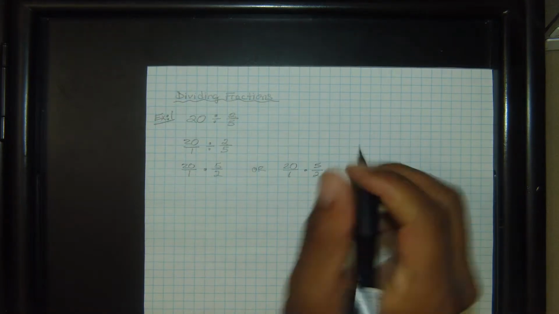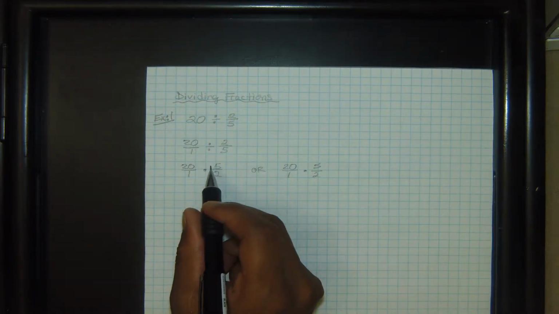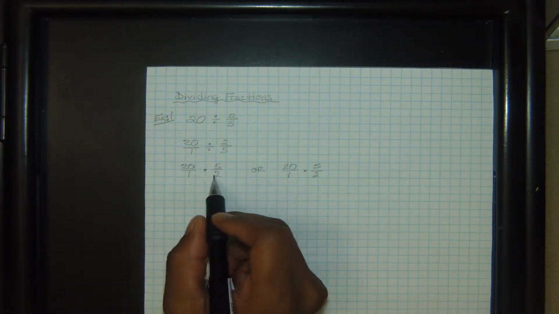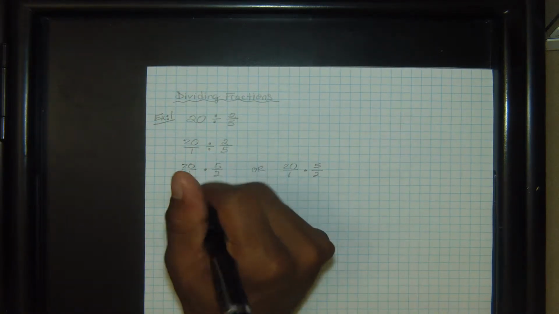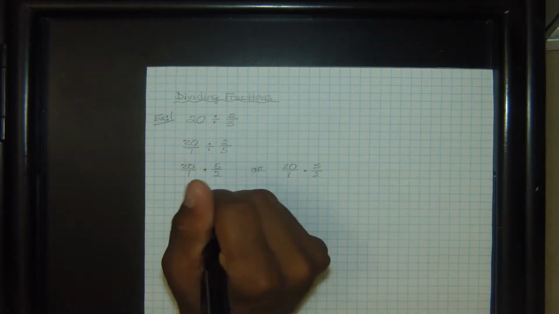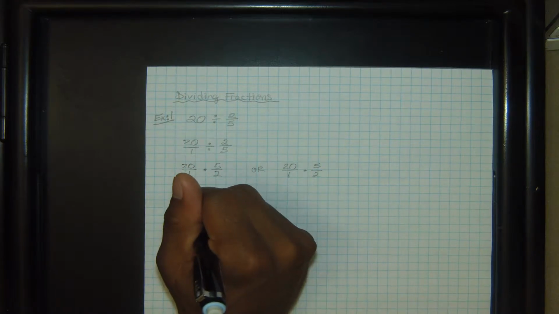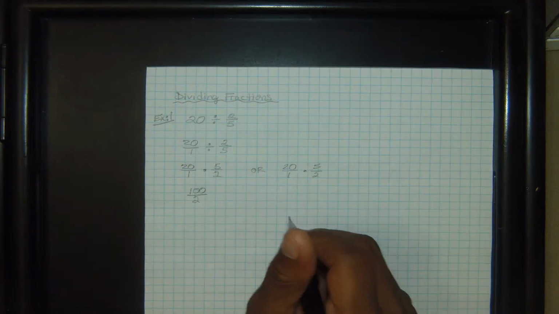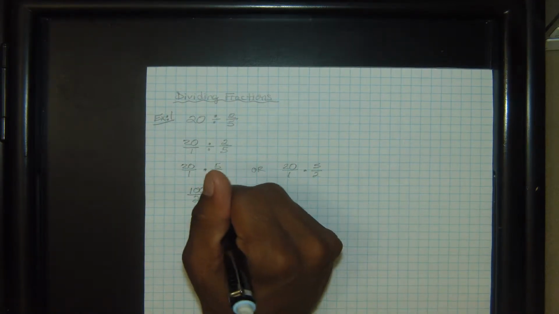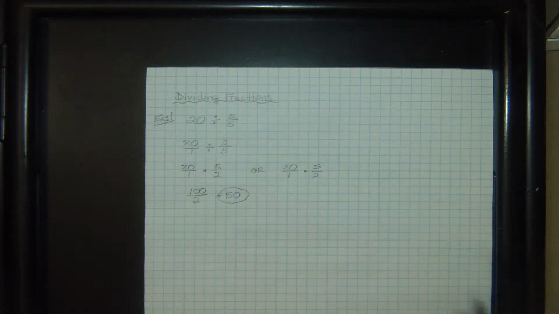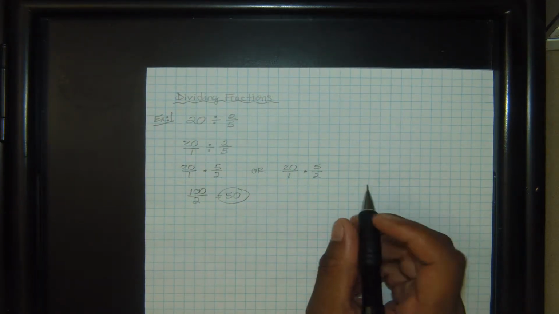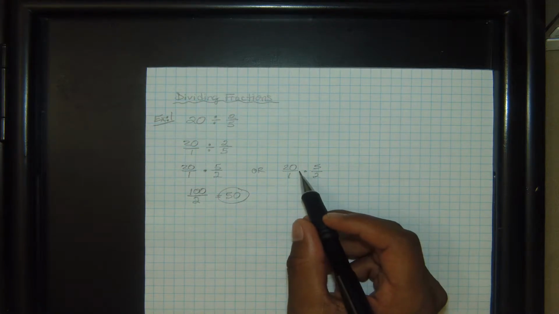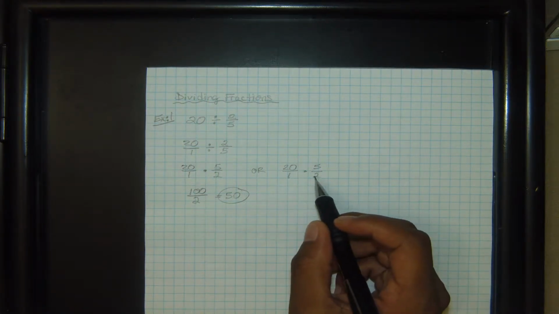Alright, so this first one I'm just going to go ahead and multiply straight across. So top times the top, bottom times the bottom. 20 times 5 is 100. 1 times 2 is 2. And now when I simplify this, that's just going to equal 50. Okay. Now, the other way to do this is to simplify along the way.